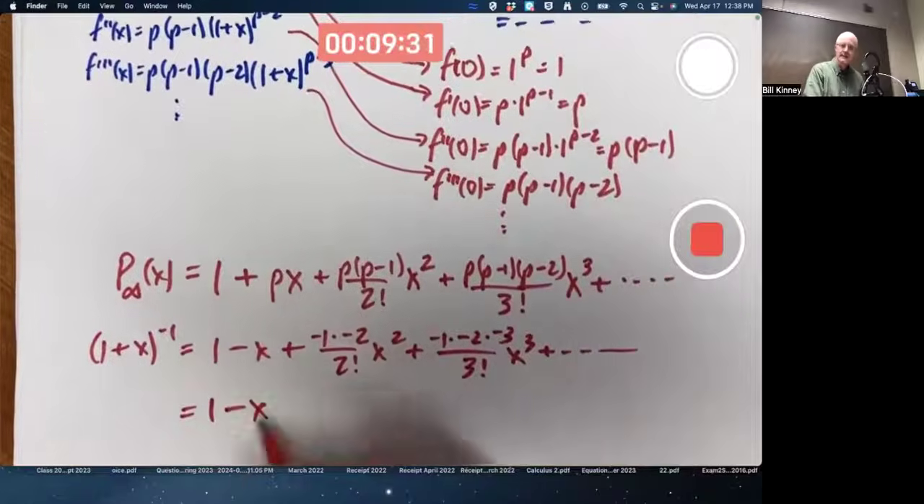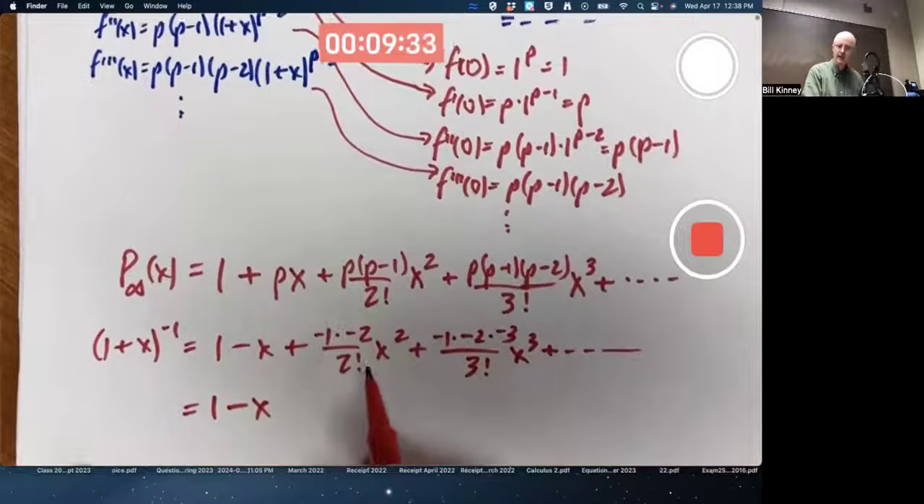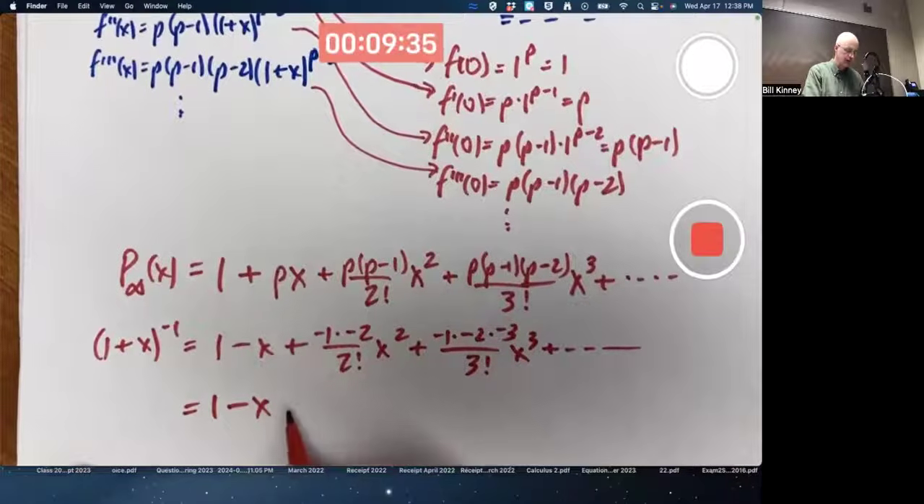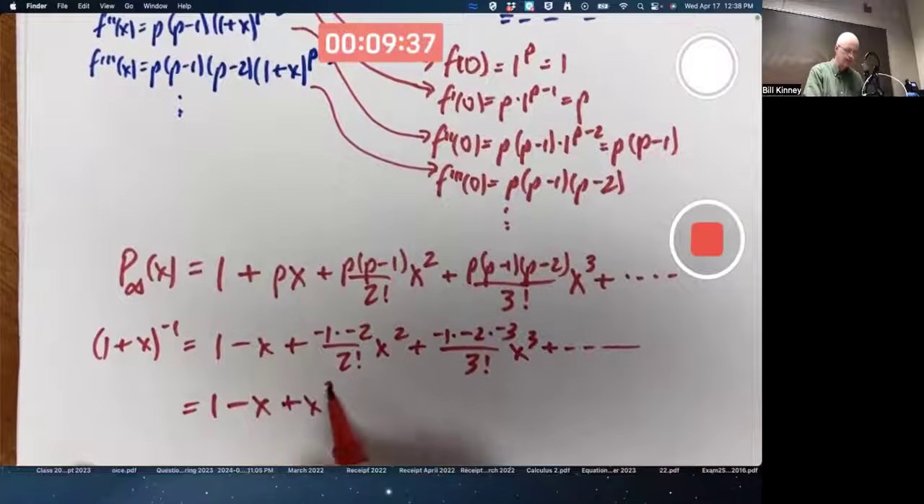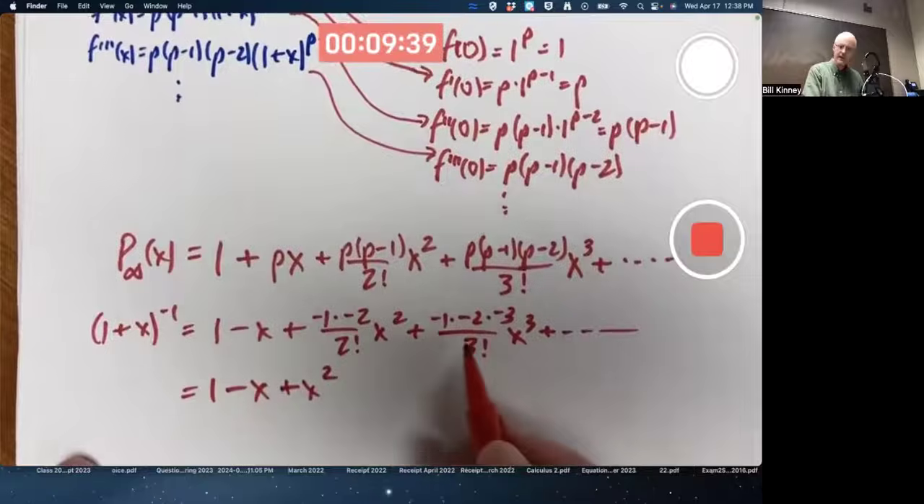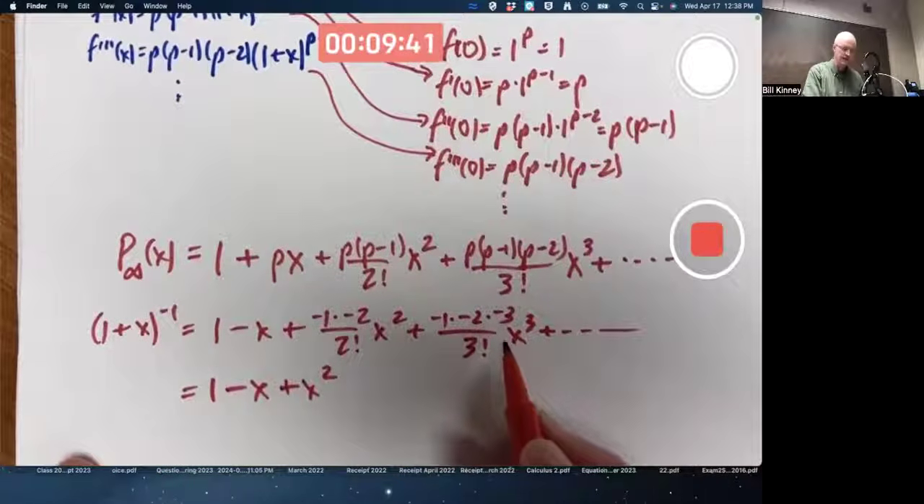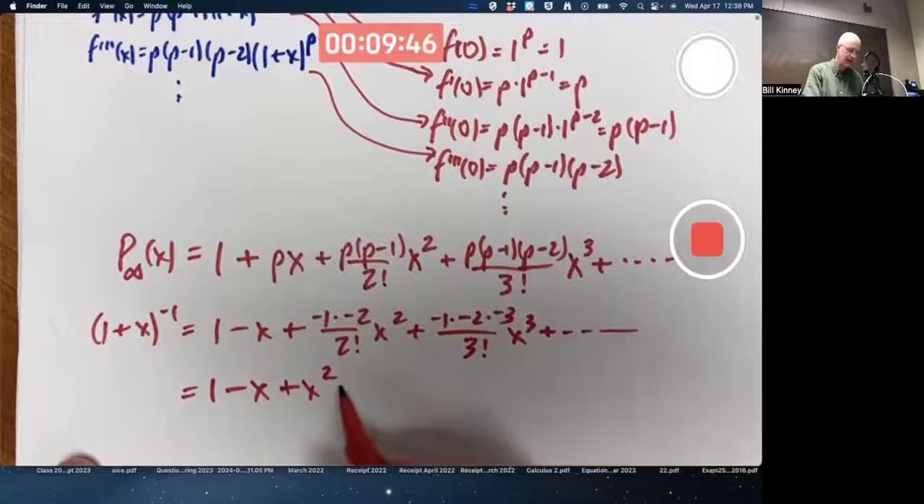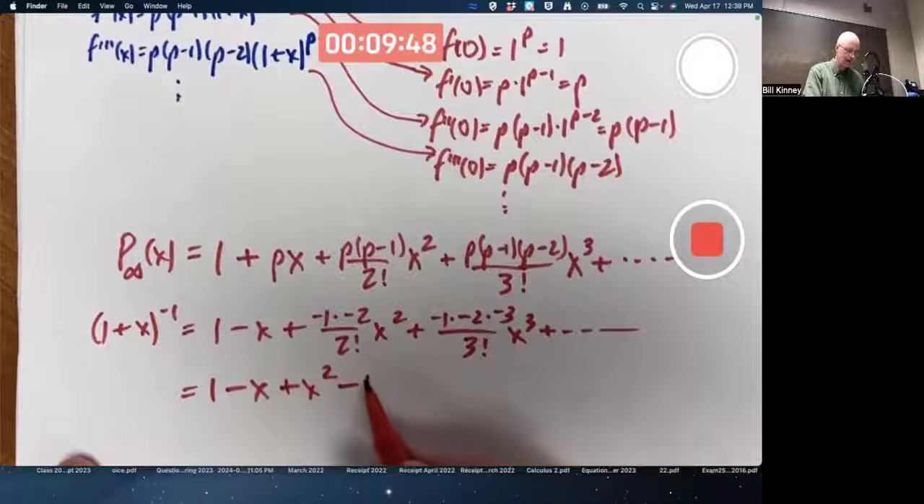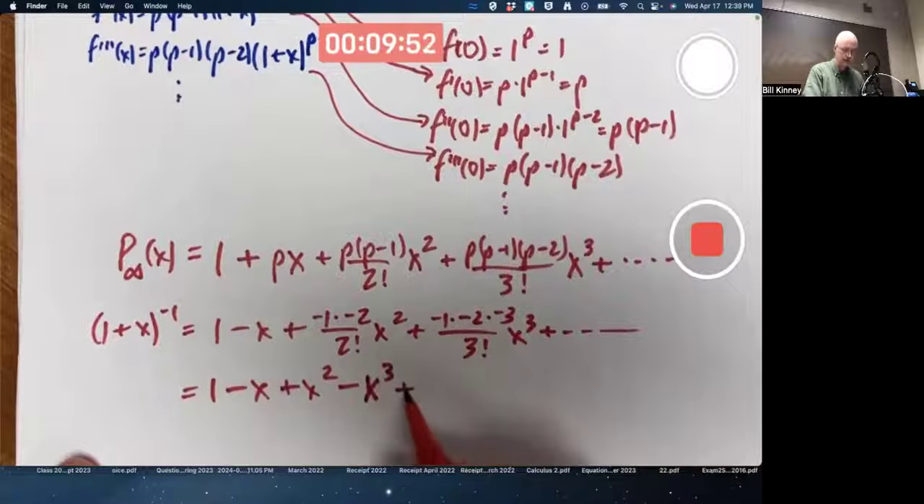One minus x, two negatives make a positive. 2 divided by 2 factorial is 1. Next term, 3 negatives being multiplied makes a negative. Negative 3 factorial over 3 factorial becomes -1. So negative x cubed is what I get, etc.